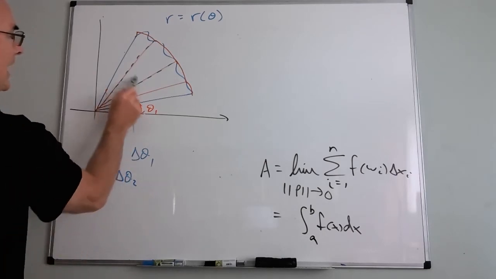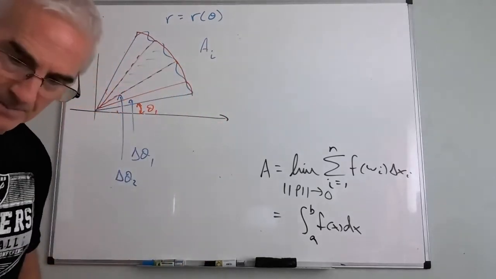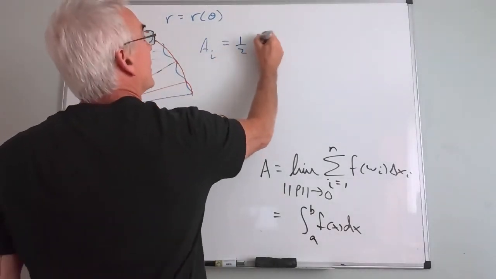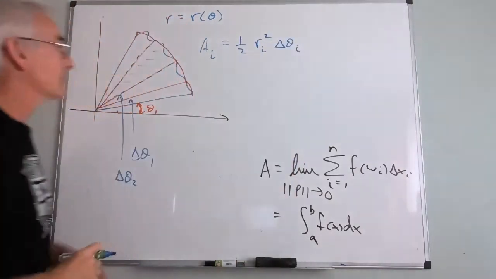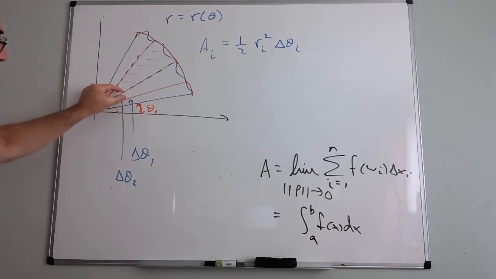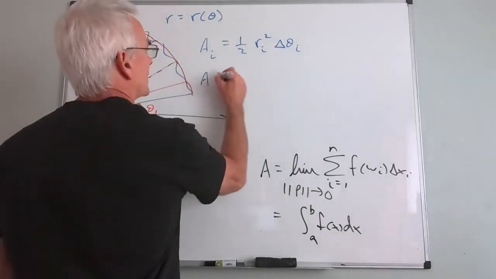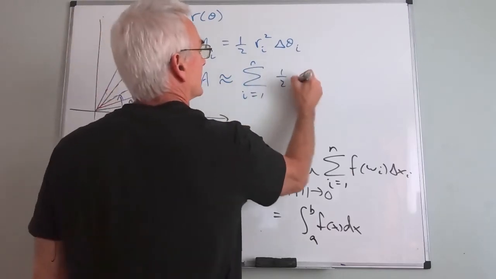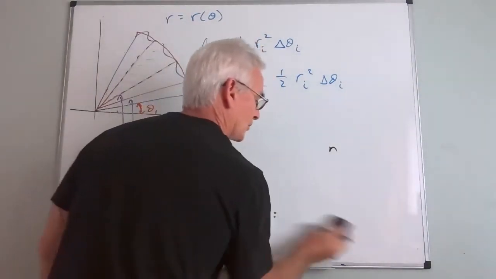So let's call this one the ith sector. The area of my ith sector would be 1/2 the ith r squared times delta theta i. That little width is my angle. So that'd be delta theta 1, delta theta 2, and so on. Then I can say that my area can be reasonably estimated by the sum, because I have n of them. This looks kind of familiar. Can I do the Riemann sum here?